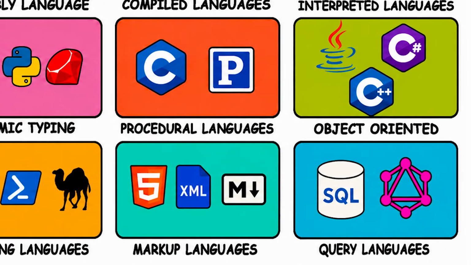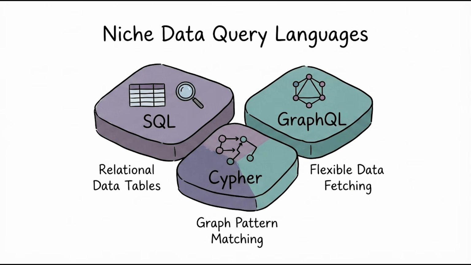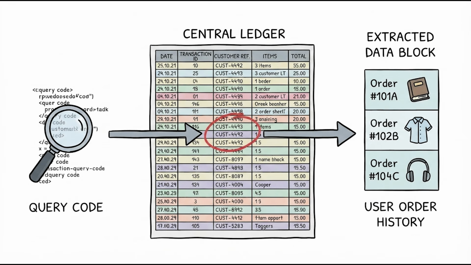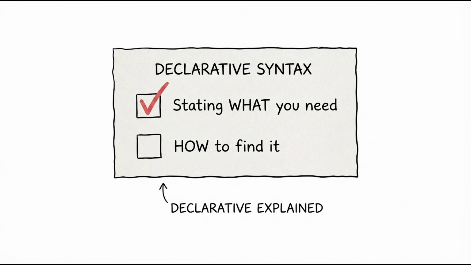Query languages. Last stop. Query languages exist for one specific job. Talking to data. SQL is the undisputed king. But GraphQL and Cypher have carved out solid niches. When your app needs to pull a user's order history or find every product under $20, a query language handles it. Think of SQL like asking a librarian a very specific question. You describe what you want. The database figures out how to find it. The defining trait is declarative syntax. You state what you need, not how to get it.